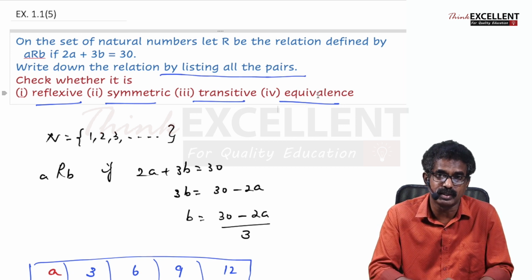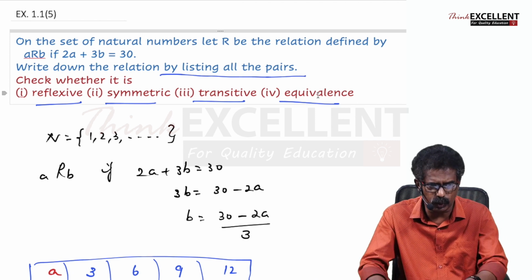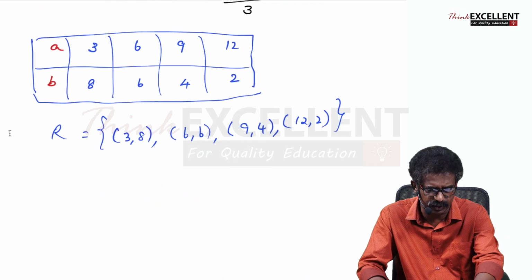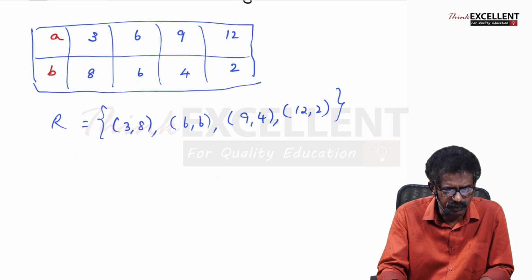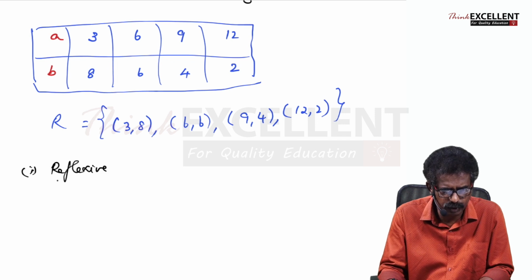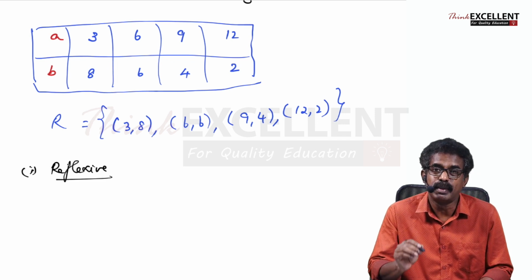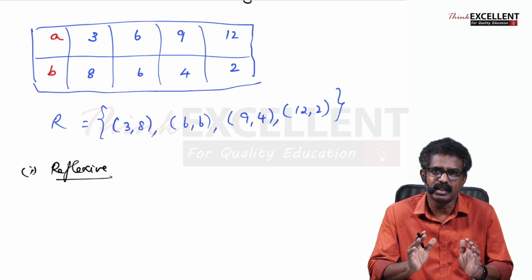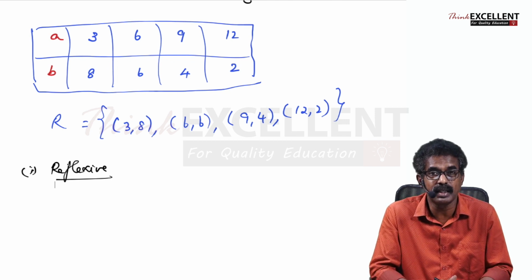Then finally, you have to say about what? Equivalence. So we do one by one. First, let us check reflexive. So first one is reflexive. Reflexive means every element is related to itself. Just try to understand the theory part thoroughly. Every element is related to itself.